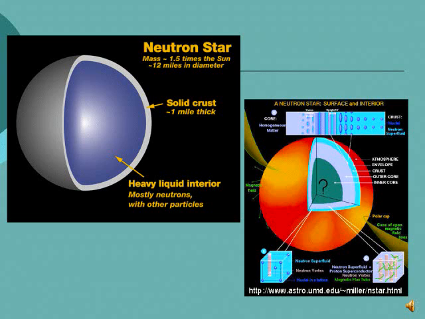This is a picture of a neutron star. We don't know what's in the core of it. Like I said, we believe that it's some type of heavy liquid. We're not really sure what that liquid is composed of. What we do know is it causes a huge magnetic pull.